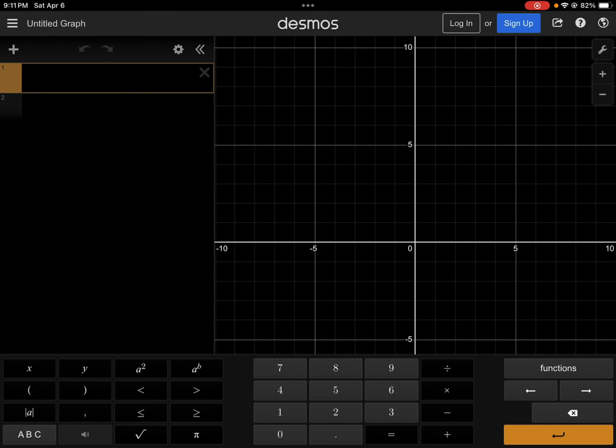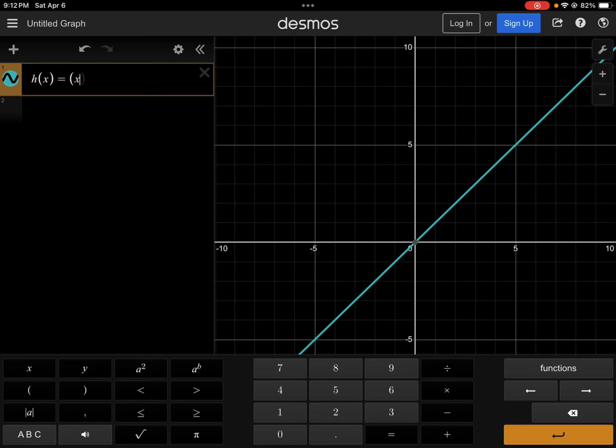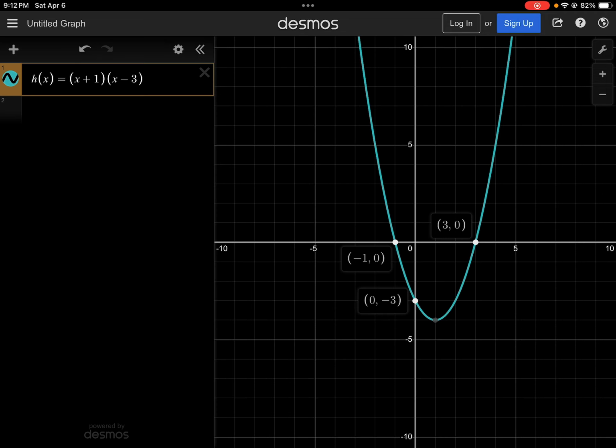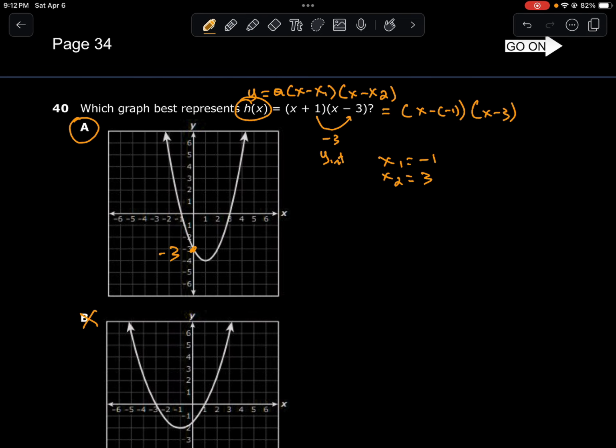Okay, x plus 1 in a parenthesis, and then x minus 3. That's going to give me the values for the x-intercepts, which are negative 1 and 3, and the y-intercept, which is negative 3, and that's going to be the answer. It's the one that I was expecting, the first one.